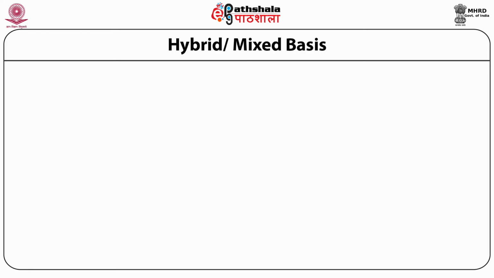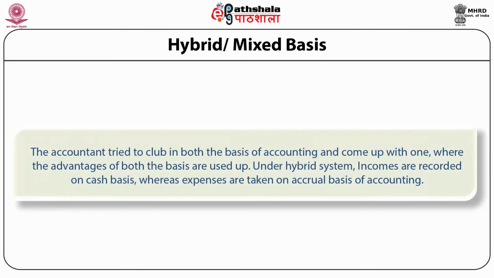Hybrid or mixed basis. The accountant tried to club in both the basis of accounting and come up with one where the advantages of both the bases are used up. Under hybrid system, incomes are recorded on cash basis, whereas expenses are taken on accrual basis of accounting.